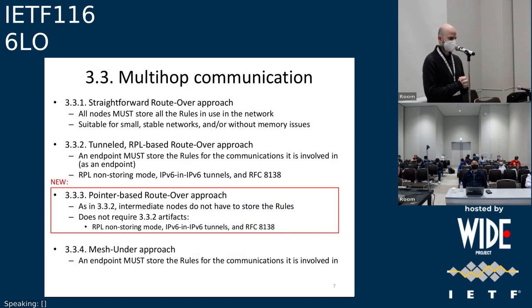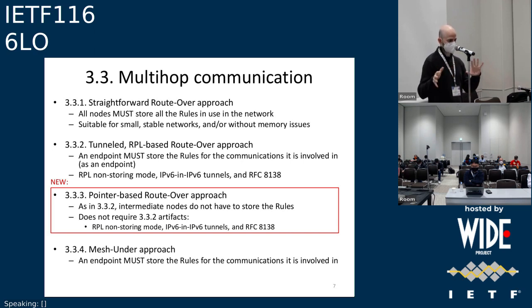So section 3.3 describes the multi-hop communication approaches that we are considering. Previously in 00, we had 3 approaches. Now we have one more that we have added in 01. As a reminder, the first one is what we call the straightforward route over approach. This is the one where all nodes, including routers, must store all the rules in use in the network. So this is suitable mostly for small, stable networks, because otherwise, this approach is not very scalable with network size.